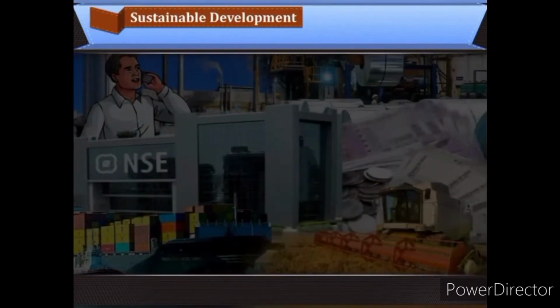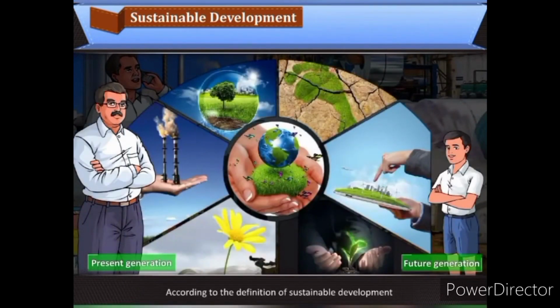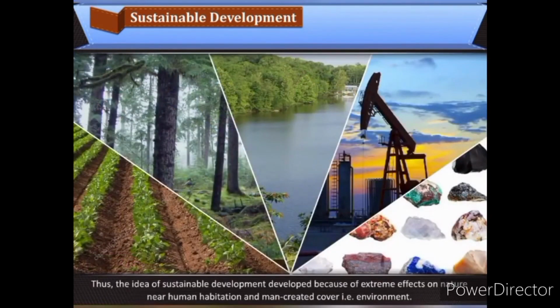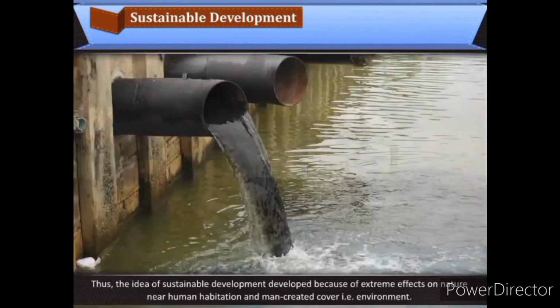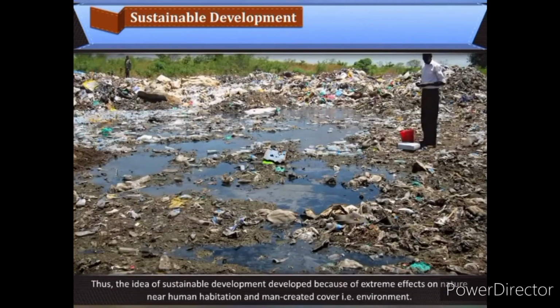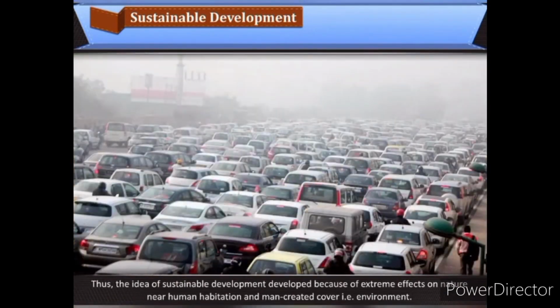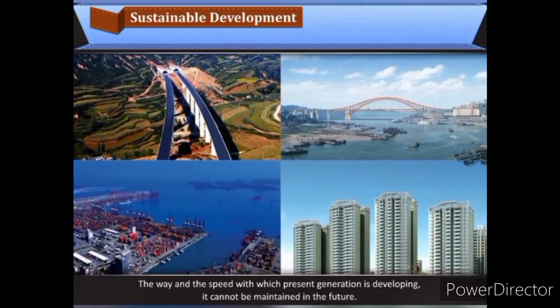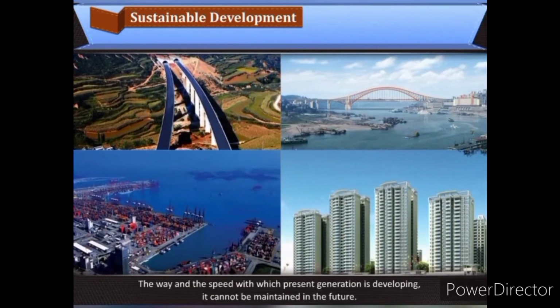Sustainable development. According to the definition, sustainable development is the development which meets the needs of the present generation without compromising the ability of future generations to meet their own needs. Thus, the idea of sustainable development developed because of extreme effects on nature, near human habitation, and man-created cover, that is, environment. The way and the speed with which the present generation is developing, it cannot be maintained in the future.